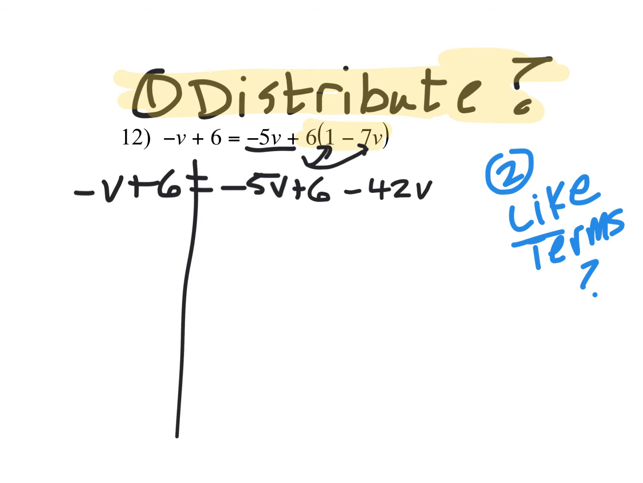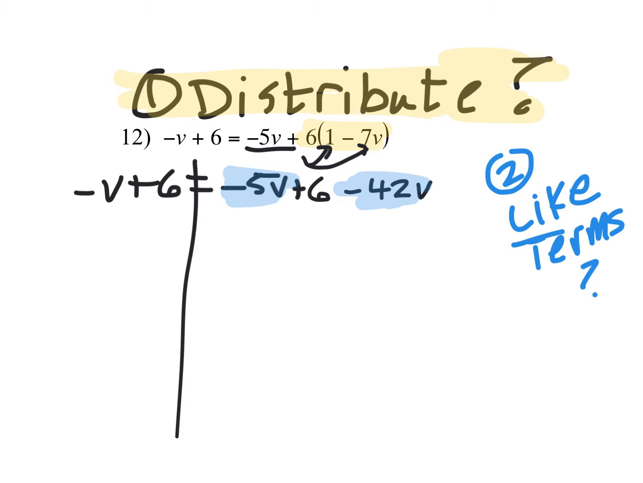Do I have 2 letters? Do I have 2 letters on the left-hand side? So can I put them together? Nope. I got a number and I got a variable. Can't combine them. However, on the right-hand side, I do have 2 variables that I can combine because they're both a V.